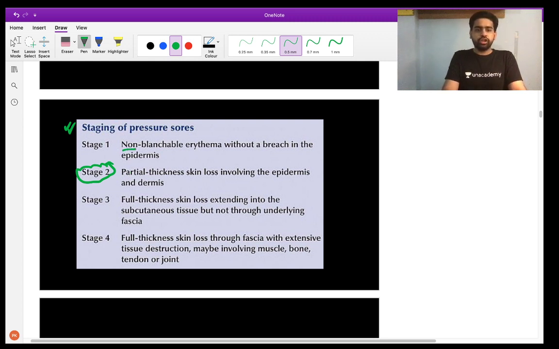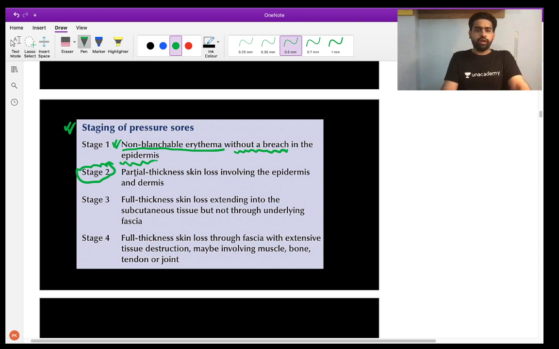There is just a non-blanching erythema. First thing is, it is a non-blanching erythema, and another thing is that there is no breach in the epidermis. There is just the erythema which has formed, and it is non-blanching. Now this is different from stage 1 burns or superficial burns, because in those there is a blanchable erythema. Here there is a non-blanchable erythema. So this is the difference.